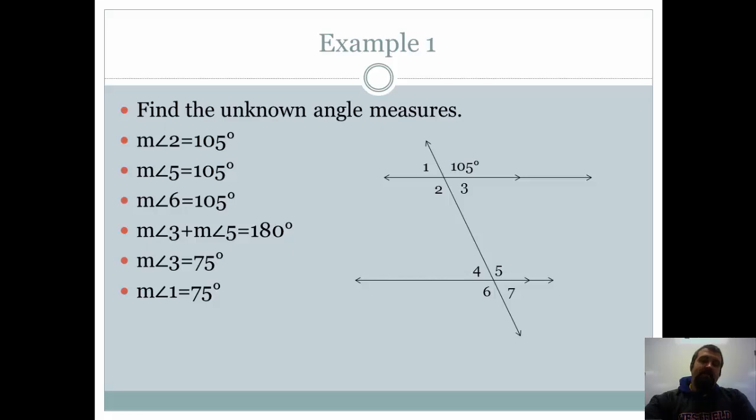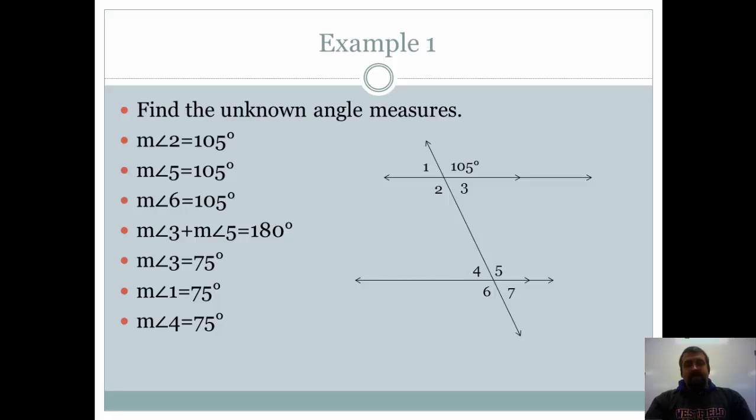At this point, I have my entire top intersection taken care of. I have 5 and 6 done, so I need to find either 4 or 7. Let's go with 4. There's 2 ways you could do this one. Angle 3 and angle 4 are alternate interior angles, so they have to be congruent. Or you could do angle 1 and angle 4 have to be congruent because they're corresponding angles. Either way, you get 75 degrees.